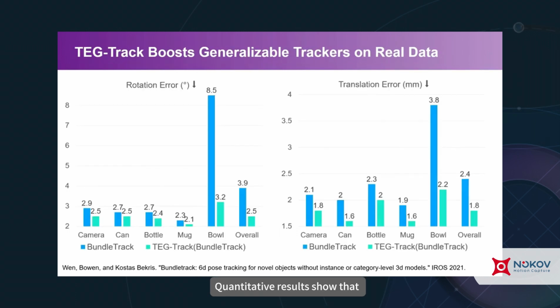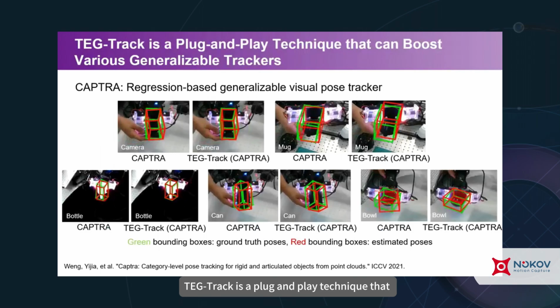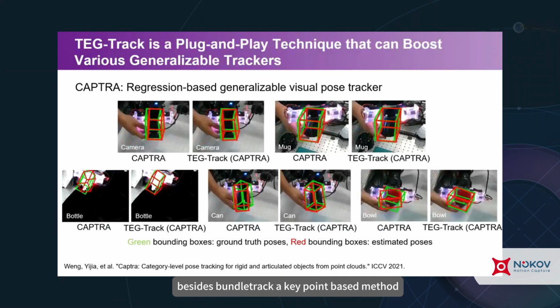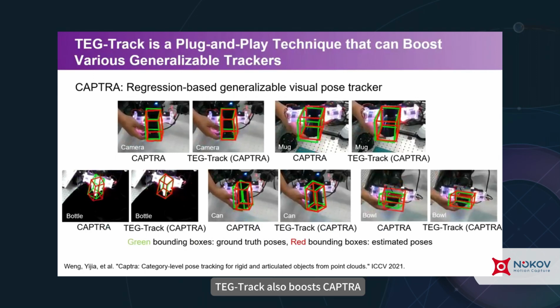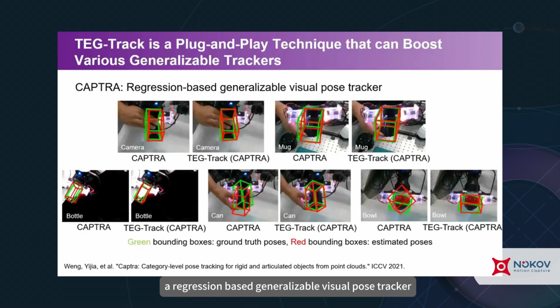Quantitative results show that TegTrack significantly decreases mean rotation and translation error, and elevates the 5° 5mm metric on all object categories consistently. TegTrack is a plug-and-play technique that boosts various generalizable trackers. Besides BundleTrack, a key point-based method, TegTrack also boosts CAPTRA, a regression-based generalizable visual pose tracker.